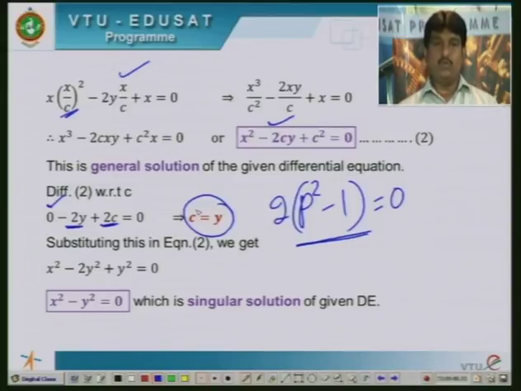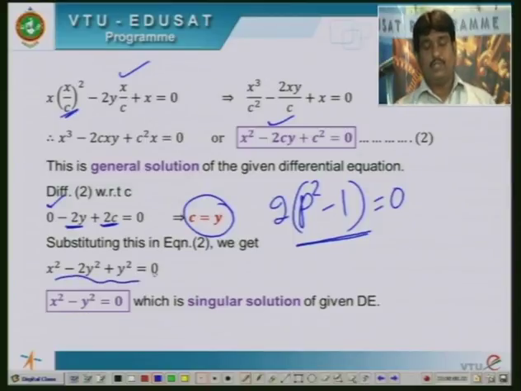Now, substitute c equals y in equation 2, we get x square minus, in place of c it is y, y into y square, so it is minus 2y square plus y square equals 0. Finally, we have x square minus y square equals 0, which is the singular solution of this differential equation.